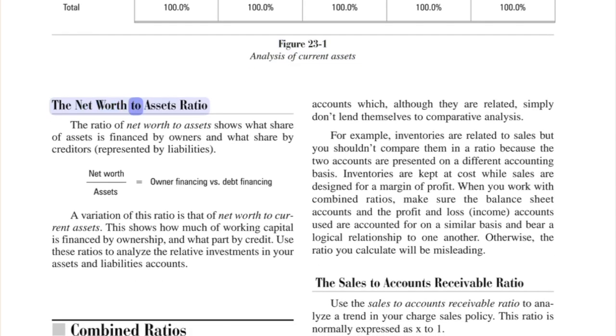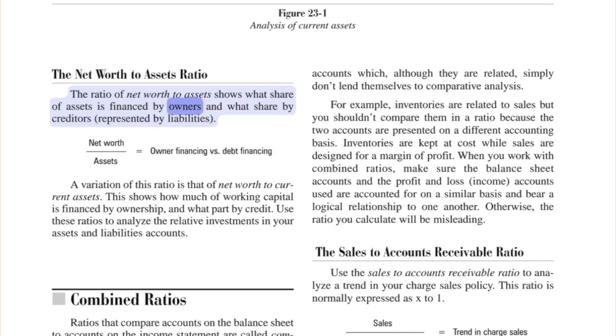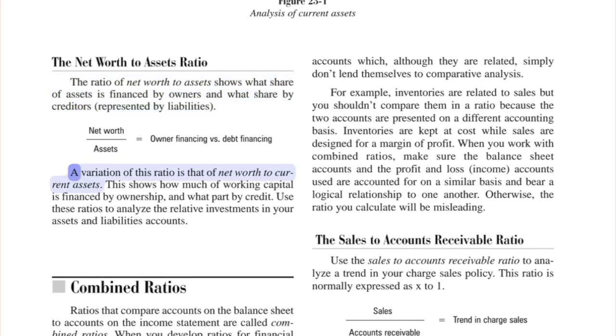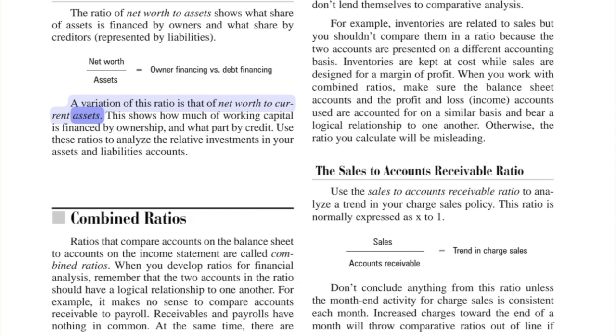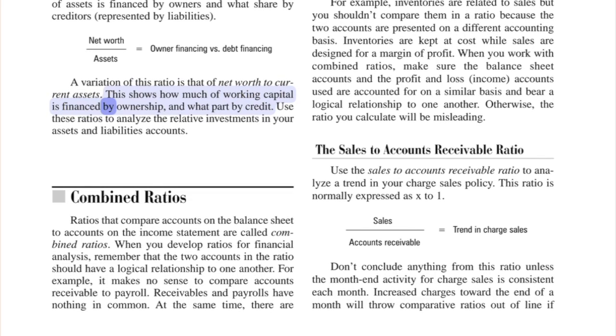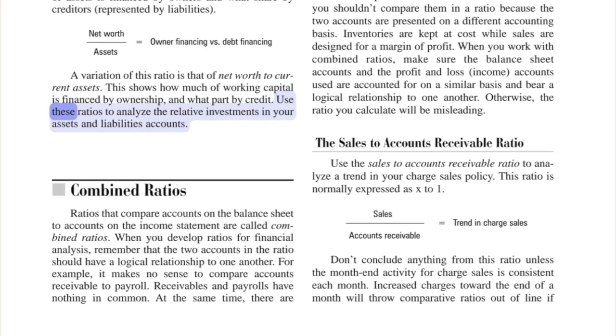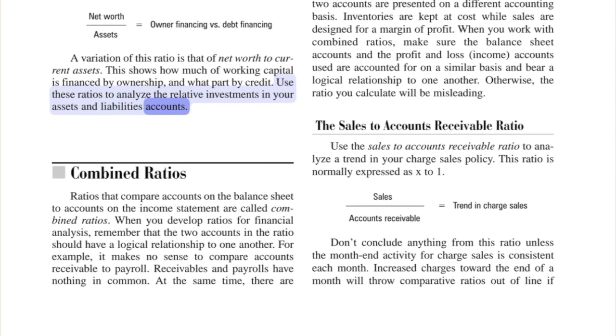The net worth to assets ratio. The ratio of net worth to assets shows what share of assets is financed by owners and what share by creditors. A variation of this ratio is that of net worth to current assets. This shows how much of working capital is financed by ownership and what part by credit. Use these ratios to analyze the relative investments in your assets and liabilities accounts.